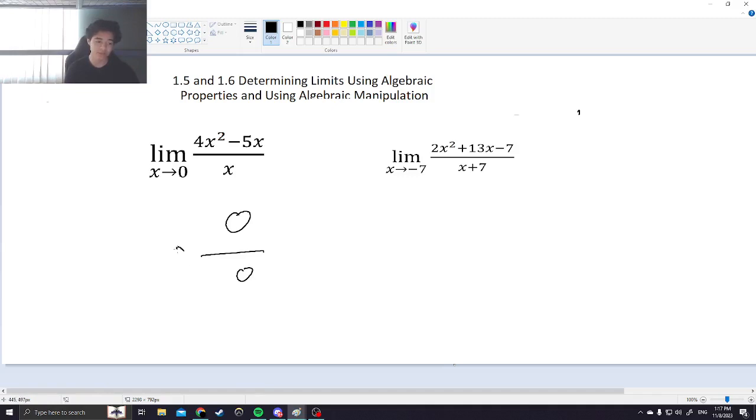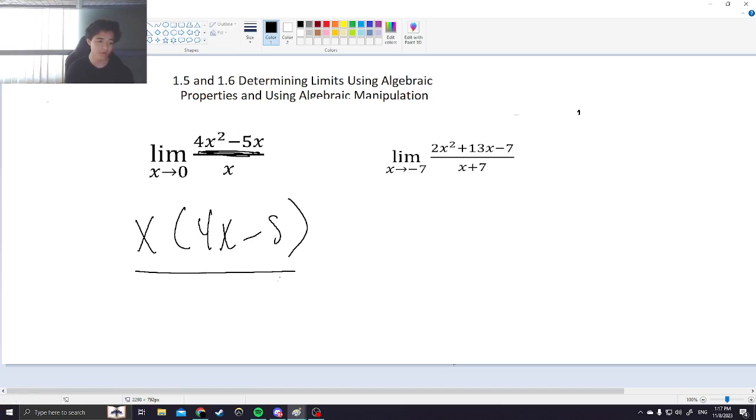You can't divide nothing by 0. Definitely can't divide 0 by 0. So what can we do? The second method is called factor and cancel. So you have to factor it out. So for this one, for example, we could take out x, and you get x times 4x minus 5 over x. These two things are equivalent. They're just written differently because you factored out an x. Now once you have it like this, you just cancel these x's out.